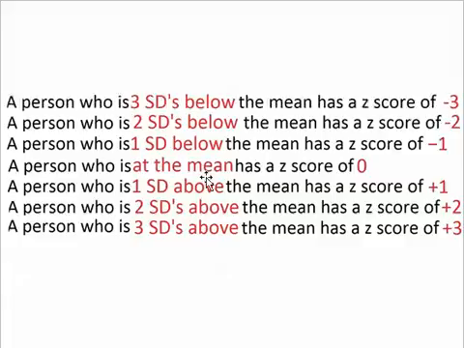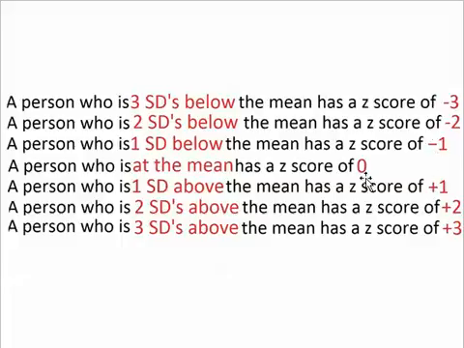So overall, a person who's right at the mean has a z-score of 0. A person who's above the mean has a positive z-score, and a person who's below the mean has a negative z-score. Also, the further a person falls above the mean, the further above 0 that person's z-score will be, and the further a person falls below the mean, the further below 0 that person's z-score will be.